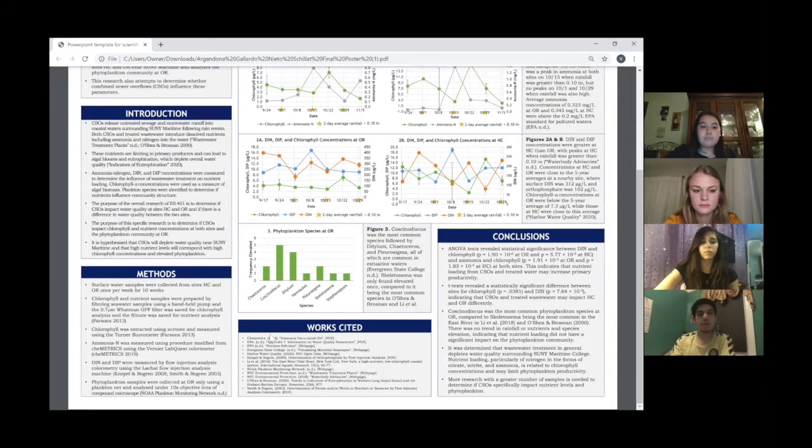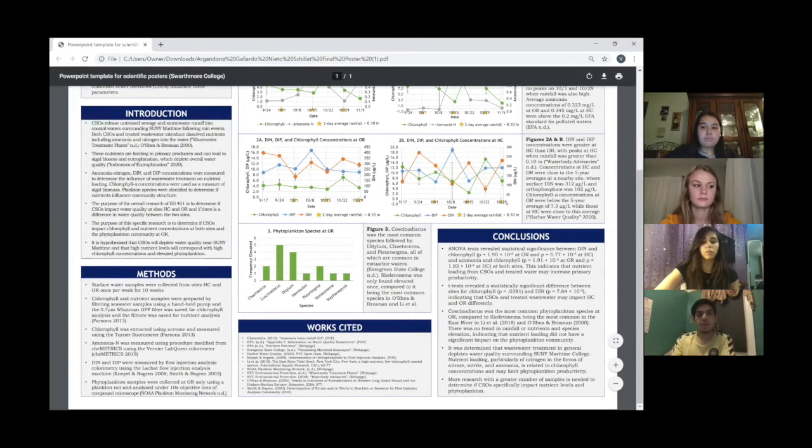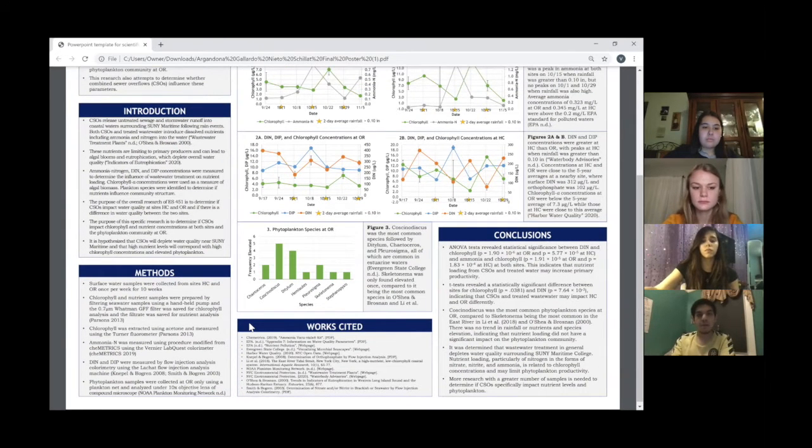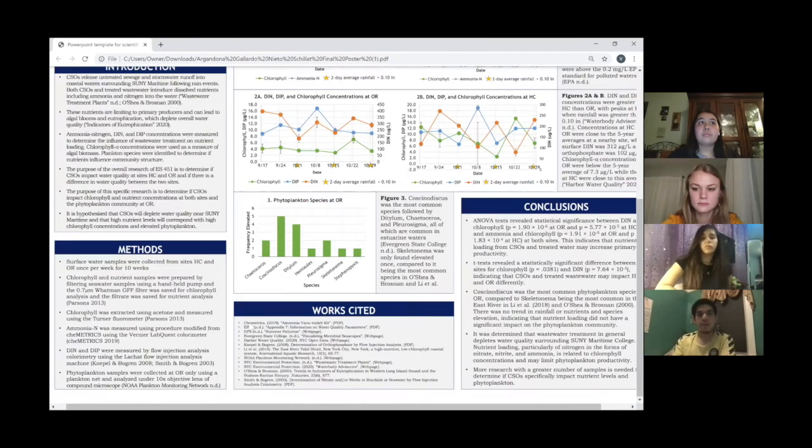We collected surface water samples from sites HC and OR once per week for 10 weeks. Chlorophyll and nutrient samples were prepared by filtering water samples using a handheld pump and Whatman GF/F filters. The filter paper was placed in a centrifuge tube and wrapped in foil for later chlorophyll analysis, while the filtrate was transferred to plastic bottles for later nutrient analysis.